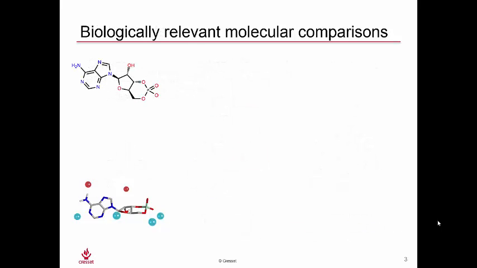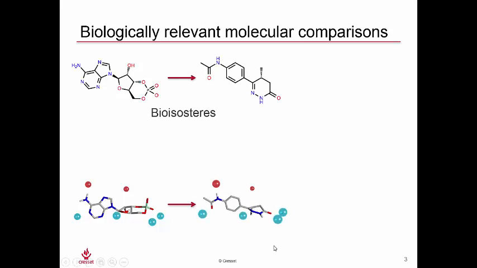With Cresset software, we use these 3D field point patterns to compare molecules in a biologically relevant way, the way that a receptor would experience the ligand. For example, if we have the bound conformation of cyclic AMP with this field point pattern, and we have a synthetic analog that has a similar field point pattern, then the receptor should see both of these molecules in the same way, regardless of how similar or dissimilar their chemical structures are. This allows us to compare molecules at the bioisosteric level without bias.